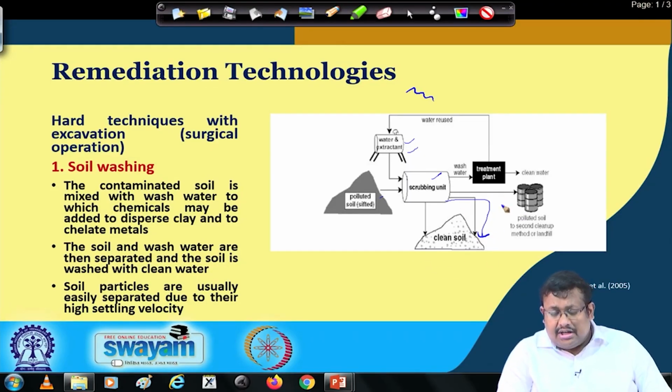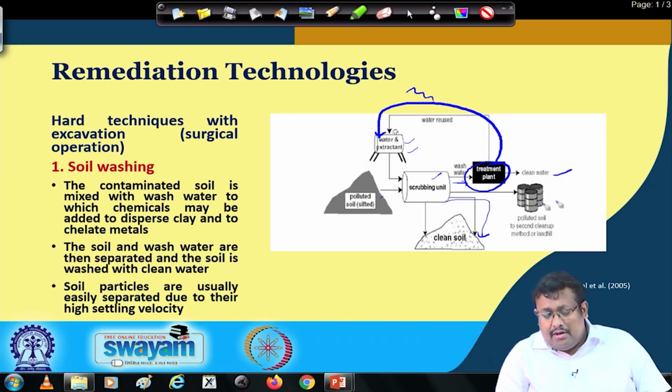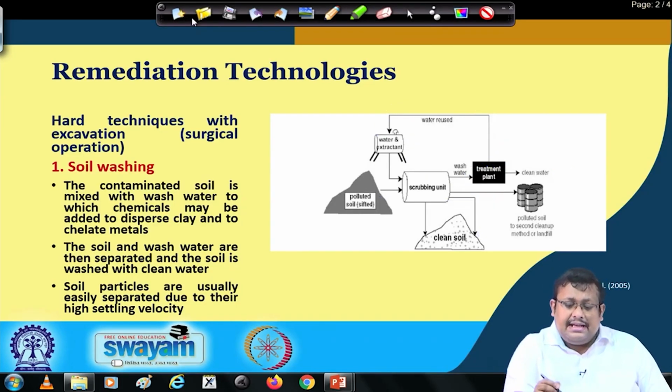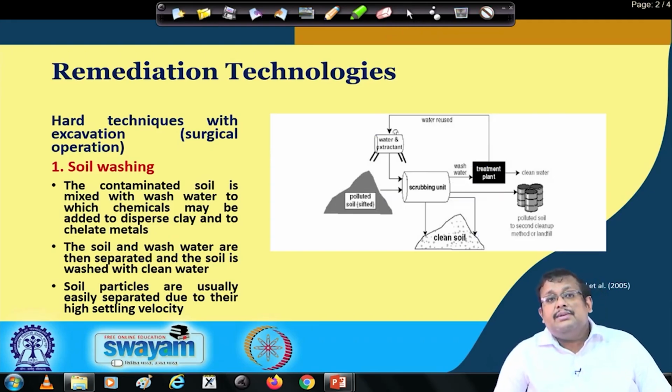However, the polluted water will be directed to a treatment plant where it will be converted to clean water, or it can be further reused. So, this is an example of the soil washing technique. Sometimes the polluted soil goes to a second cleanup method, or sometimes to a landfill. Remember that both excavation and soil washing are basically hard techniques or surgical operations.